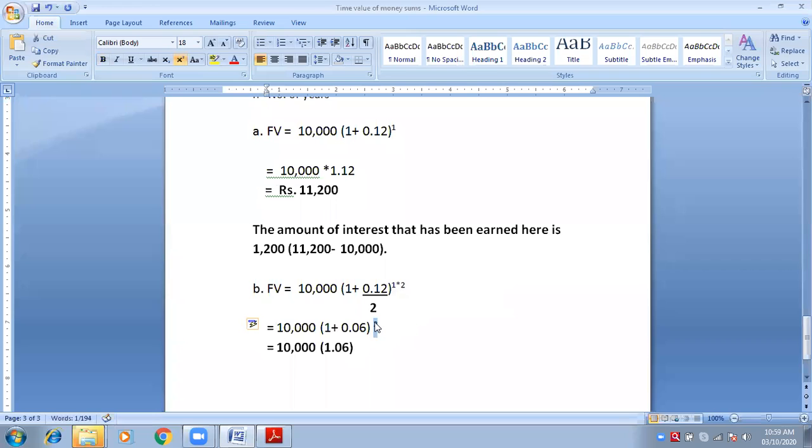1.06. Very good. It is 1.06 raised to 2. Now 1.06 raised to 2 means 1.06 into 1.06. So the answer is 1.12. So what is the final answer? 11,200. Same, 11,200.